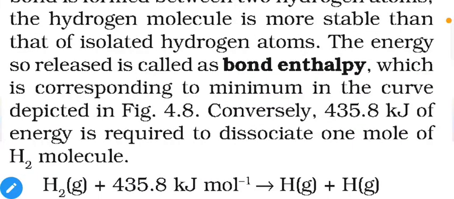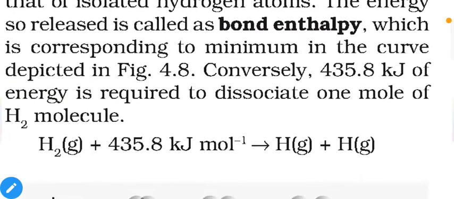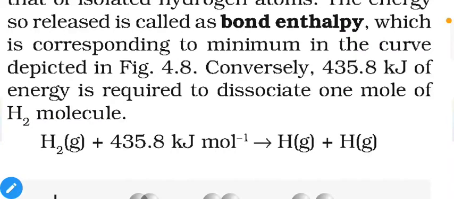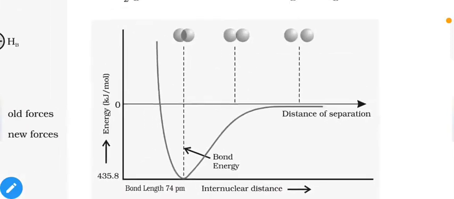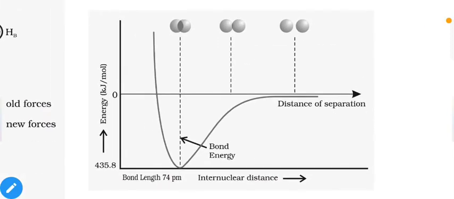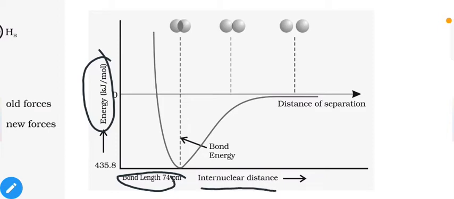Conversely, 435.8 kilojoules of energy is required to dissociate 1 mole of H2 molecules, and the same is true for the formation of H2 molecules. When two different hydrogen atoms combine with each other to produce H2 gas, it will release 435.8 kilojoules of energy. Here a graph is shown which represents different types of energies at different distances. On the y-axis we have energy, and on the x-axis we have bond length or internuclear distance between two atoms.